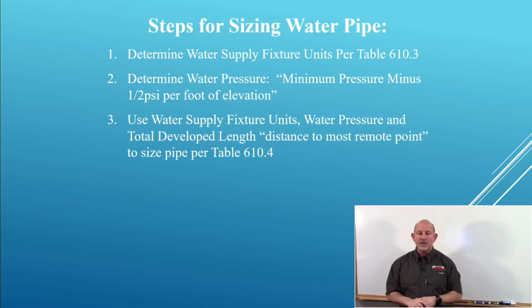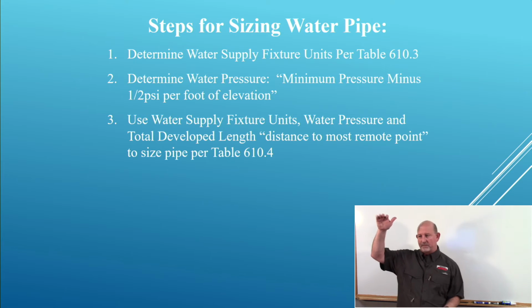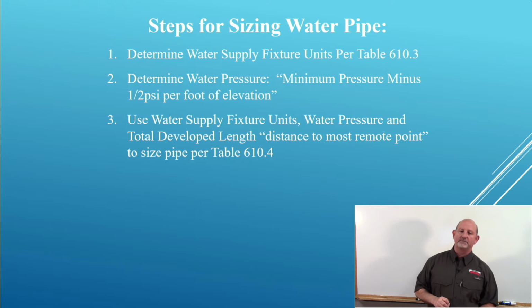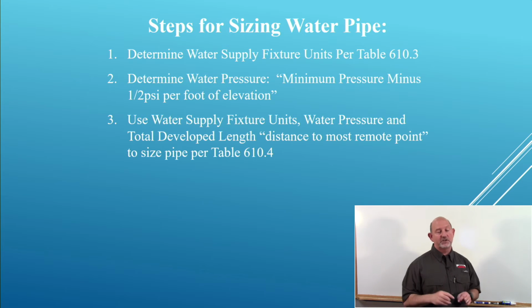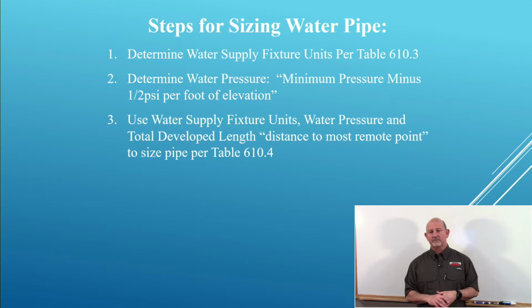Okay? So difference in elevation between the meter and the highest fixture, add 1/2 of PSI if you're going downhill, subtract 1/2 of PSI if you're going uphill for every foot. Number 3, that's going to give you your design pressure, by the way. Number 2, that's going to give us that 35 to 45 PSI, 46 to 60, over 60, whatever.